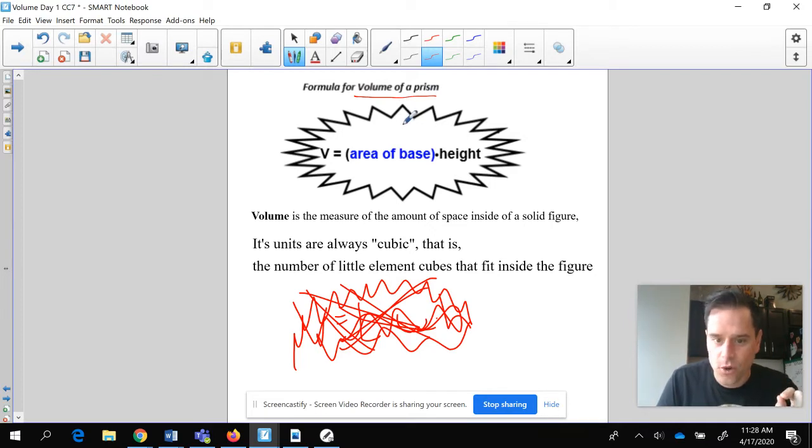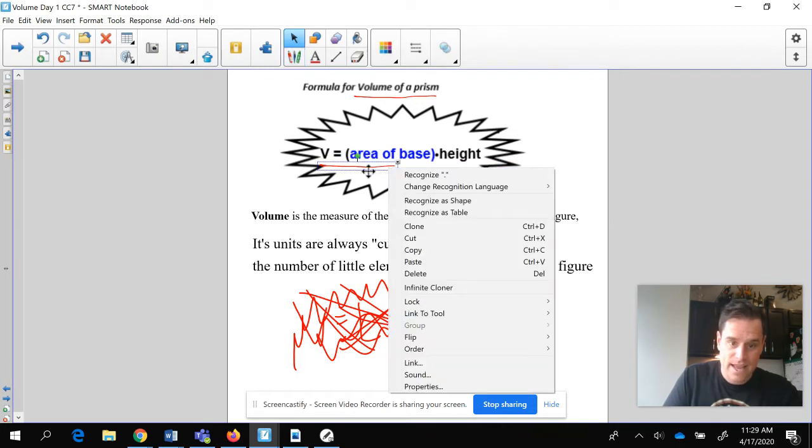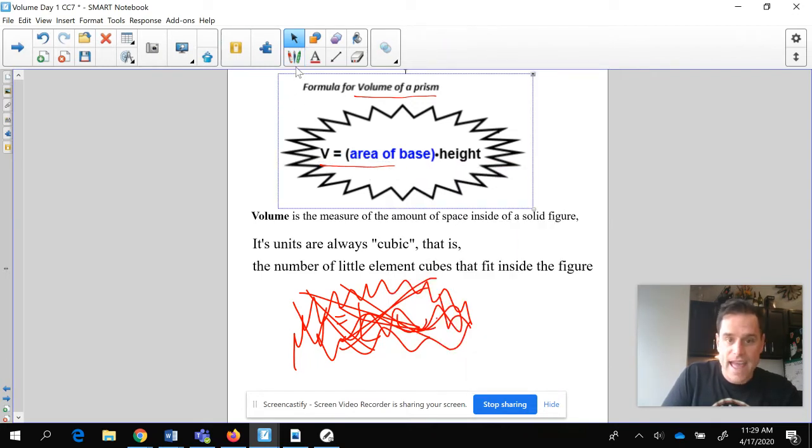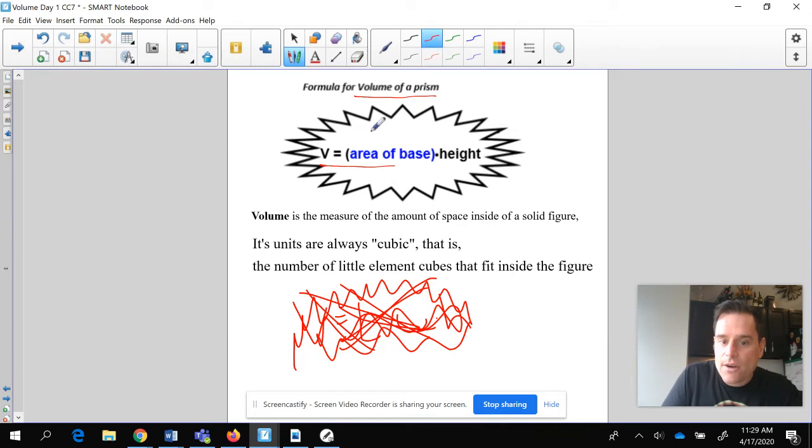Guess what it doesn't work for? It doesn't work for a cylinder. It doesn't work for a triangular prism. It doesn't work for a hexagonal prism. You need to know this formula: the area of the base times height. Once you know it's the area of the base, not base times height. Nope, not base times height, but it's area of the base times height. You gotta know this.